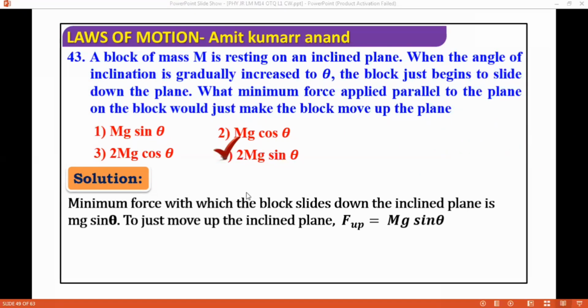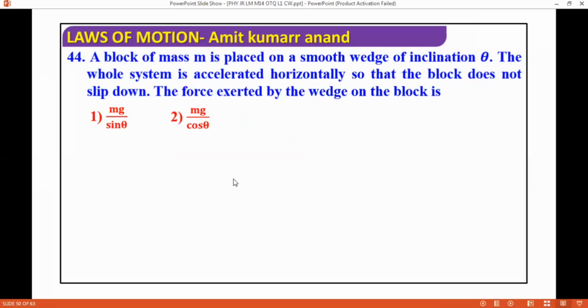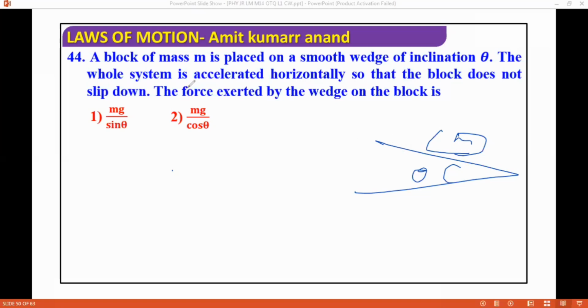A block of mass m is placed on a small wedge of inclination theta. The whole system is accelerated horizontally so that the block does not slip. You already know this derivation. It's a basic concept. So this is theta, and here we are keeping the mass m. The whole system is accelerated horizontally.